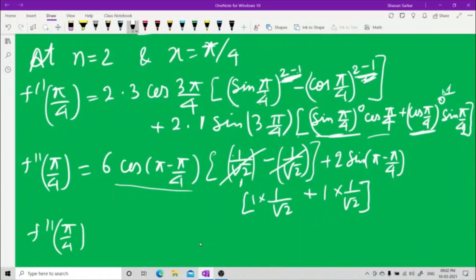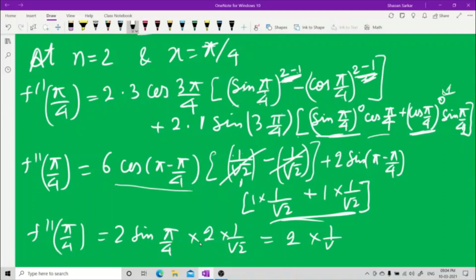F double dash pi by 4 would be 2 sine pi by 4 and into 2 times into 1 by under root 2. 2 times. Add up: this is 1 by under root 2 plus 1 by under root 2, that is 2 under root 2. And sin pi by 4 is 1 by under root 2. Into 2 into 1 by under root 2. They cancel out each other. You get 2 which is greater than 0.